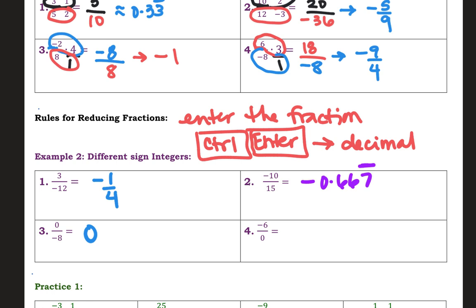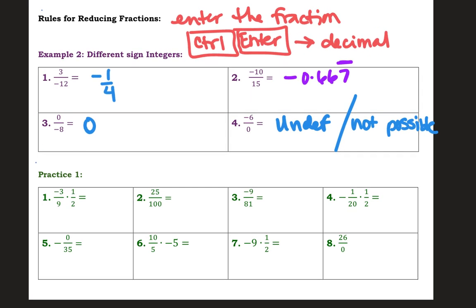What about negative 6 divided by 0? What do we get there? Undefined. And what else do we write for undefined? Do you remember what we said? Not possible. Yeah. Both of those answers are acceptable. So if you write one or the other, I'll take either one. Okay, so what I want you to do now is practice the bottom for me. These are multiplying, reducing. Don't give me any decimals on the bottom. Just enter them in the calculator and just check if they reduce, okay?